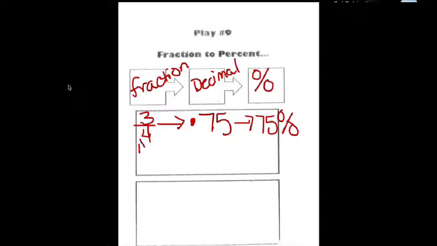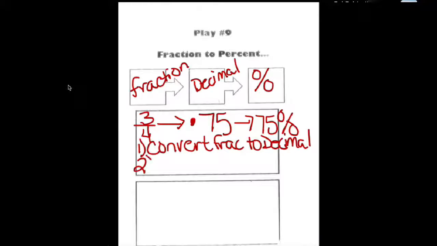So step 1 is convert fraction to decimal. Step 2 is remove decimal, add percent sign. Easy enough. Okay, not hard at all.